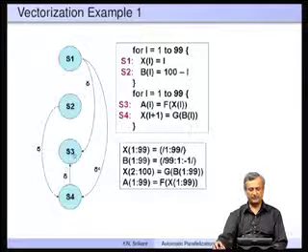Now, the last statement which remains is S3. So, that can be very easily vectorized. This is a of I equal to f of x of I. So, a of 1 to 99 is f of x of 1 to 99. So, we did a topological ordering of the nodes which gave us S1, S2, S4, S3, and we have emitted vector code because this graph is acyclic.